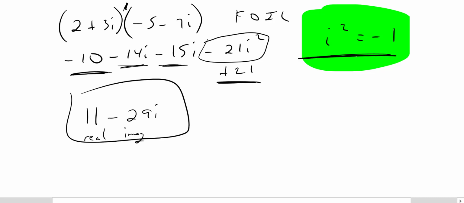Okay, and again, i squared is negative 1. Super important if you ever see that. Okay? All right, we're almost done here.